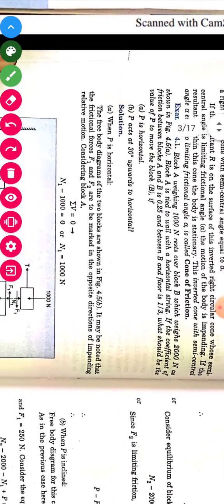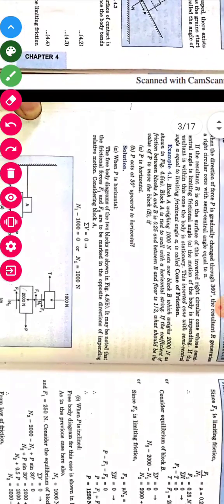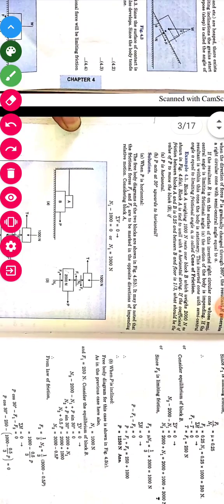Let us try the first problem. A block weighing 1000 newtons. I hope you are able to see it clearly. Block A, how much is its weight? 1000 newtons, rests over block B. It is on block B, whose weight is 2000 newtons.